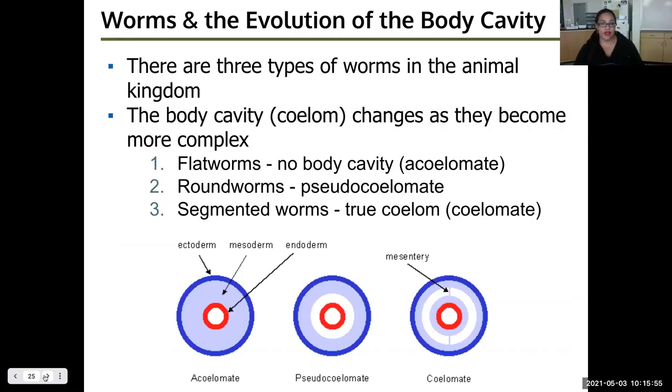Worms. The next level up is worms. There's three types of worms in the animal kingdom, and the body cavity or coelom changes as they become more complex. Flatworms have no body cavity. That's why they're flat. And they're called acoelomates. Like I said, if you put an A in front of a word, it means no or not, so no body cavity. Roundworms are a pseudocoelomate. They have that fake body cavity. And segmented worms have a true coelom or true body cavity. So they are called coelomates. You're going to see this word coelom, coelomate a lot in your lab. Make sure you know what it means.